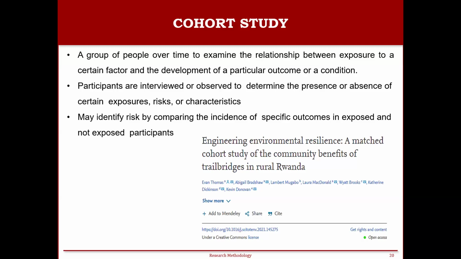Over time, they examine the group in order to identify the relationship and the certain factors, and time to time they continue their study. It takes more time to complete a cohort study. Sometimes it takes more than 20 to 30 years. We can't complete a cohort study within 6 months or 1 year. Sometimes it takes more than 20 or 50 years. It depends on the requirements of the study.